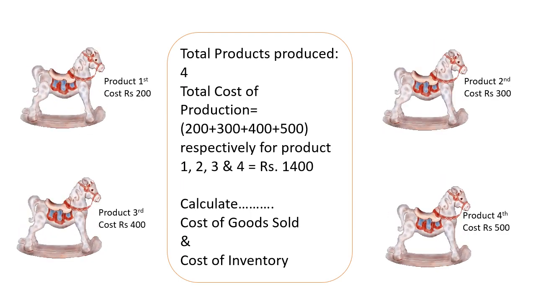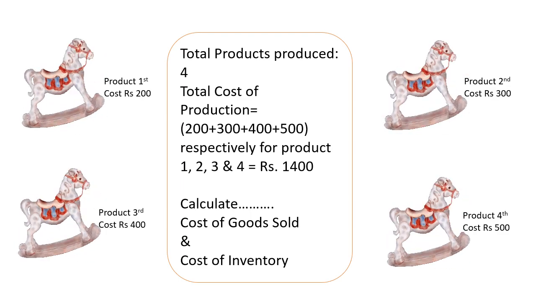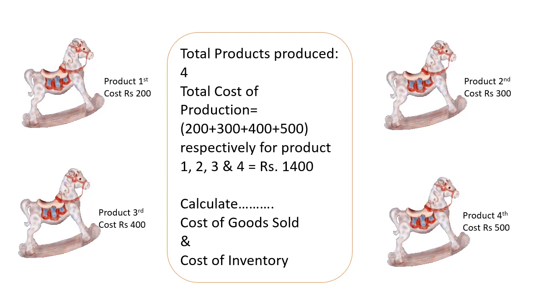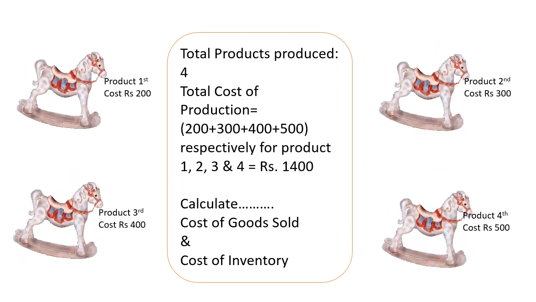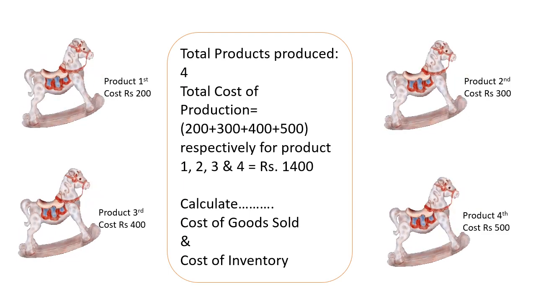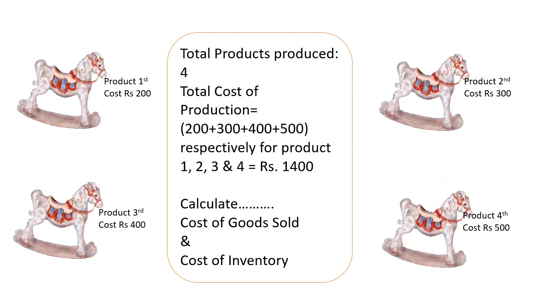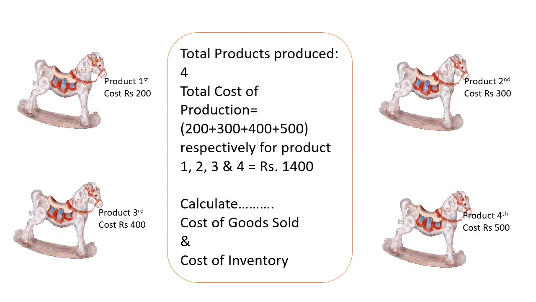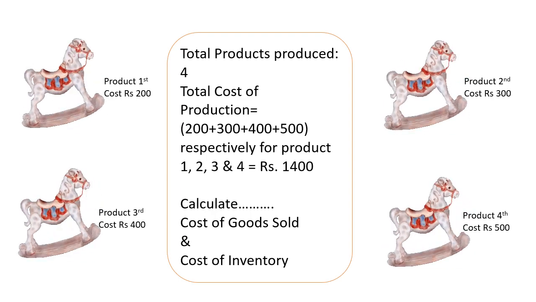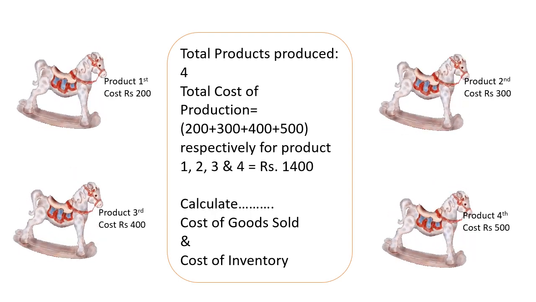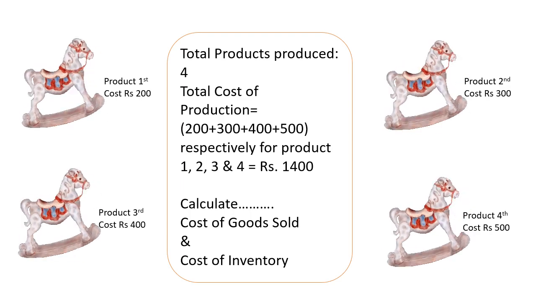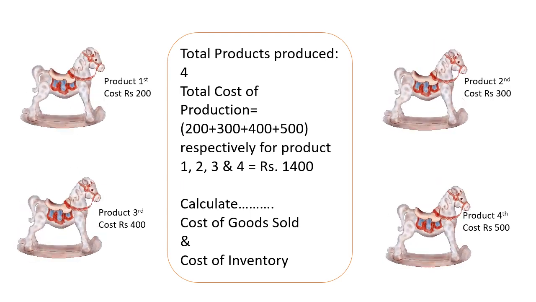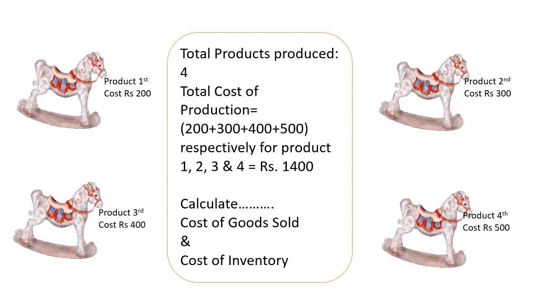In this example, we are going to calculate the cost of goods sold and the cost of inventory. Friends, the goods which we have sold, the cost incurred on them will be known as the cost of goods sold. And those goods which are left over, which are not yet sold, are the ones in the inventory, and the cost incurred on them will be treated as the cost of inventory. Now let us go into further details.